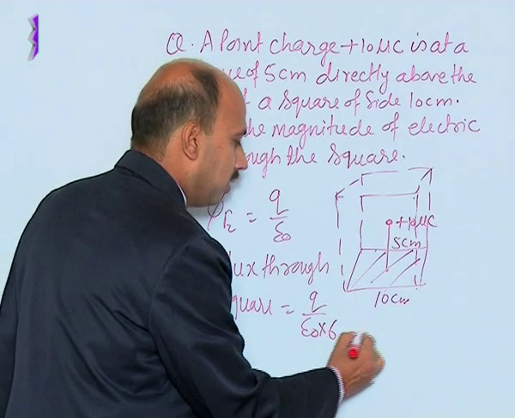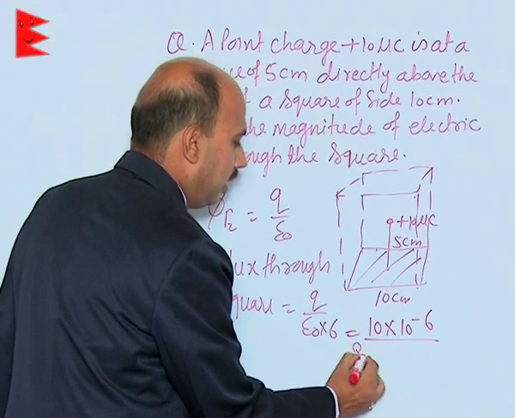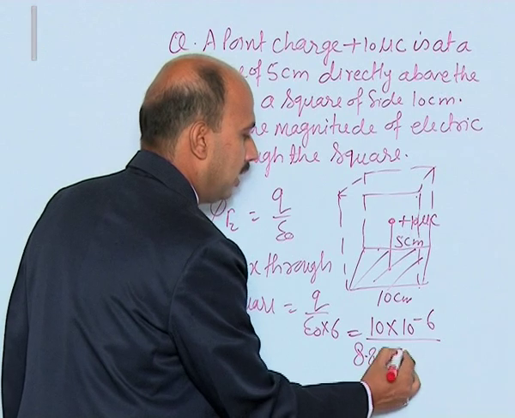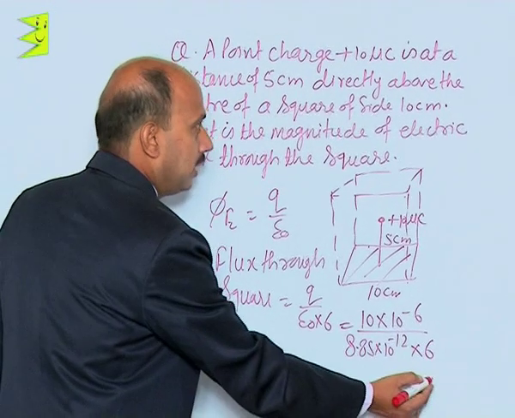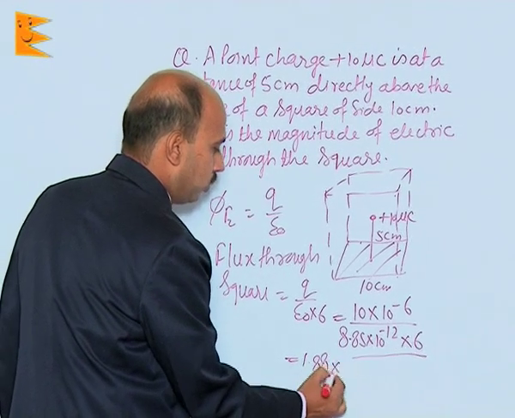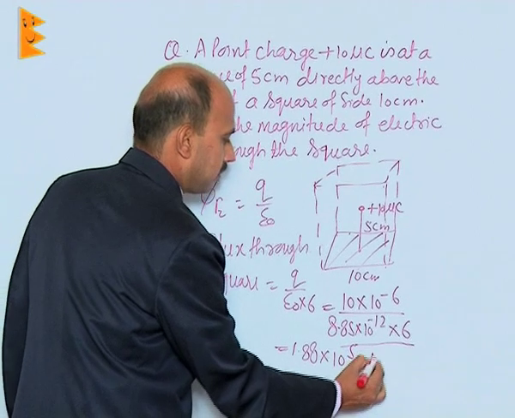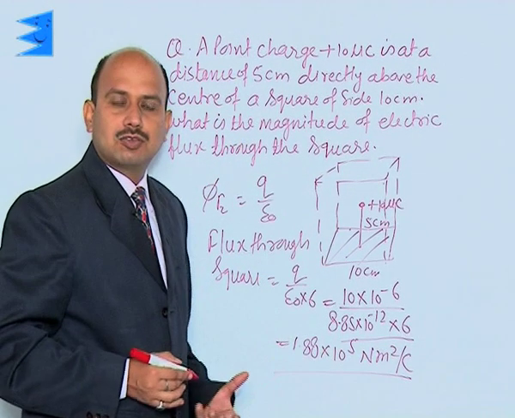So we can write here 10 into 10 raised to power minus 6 divided by 8.85 into 10 raised to power minus 12 into 6. When we solve this, you will be getting 1.88 into 10 raised to power 5 Newton meter square per coulomb. So this is the electric flux through one face.